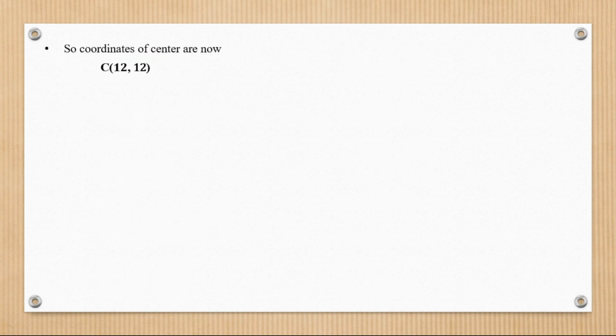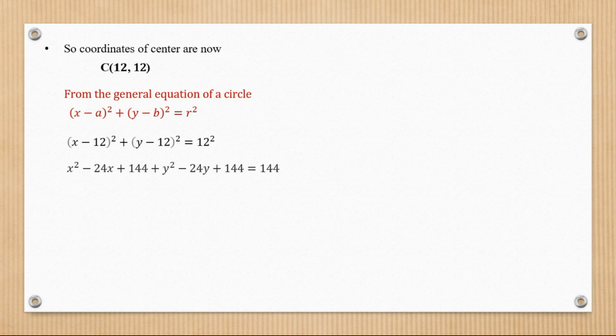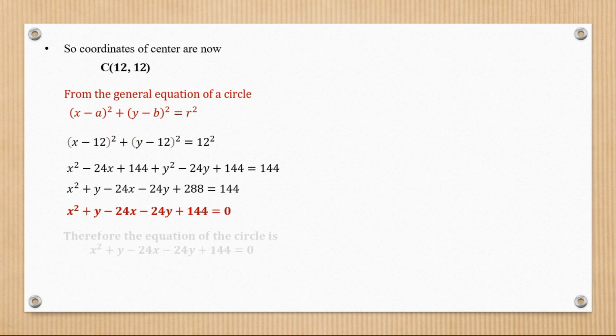The coordinates of the center are now (12, 12). From the general equation of a circle, I'll plug all these in, and this is what I'll have: x squared minus 24x plus 144 plus y squared minus 24y plus 144 shall be equal to 144. Simplifying this further, I'll have the equation of the circle as x squared plus y squared minus 24x minus 24y plus 144 is equal to 0, and that shall be the equation of the circle.